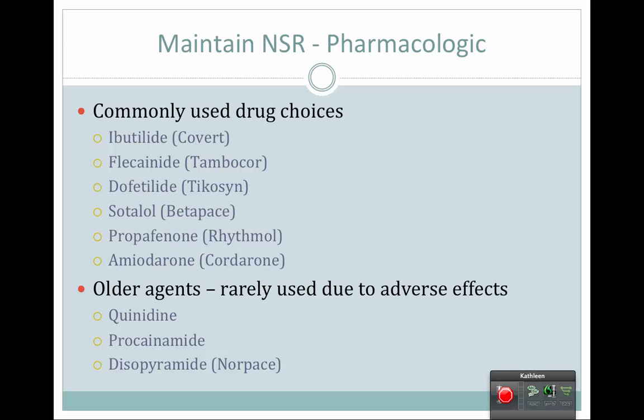And the older agents, these are them: Norpace, procainamide, quinidine, which were used. Procainamide is used in ACLS, but these are really not used much due to adverse effects for pharmacological cardioversion.